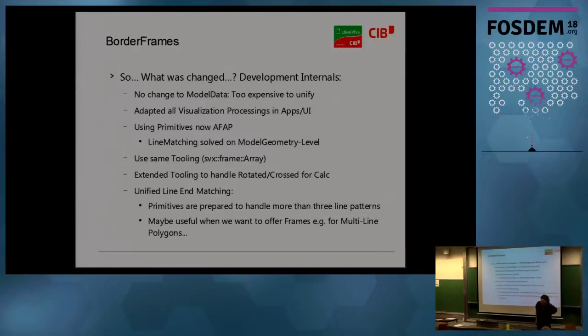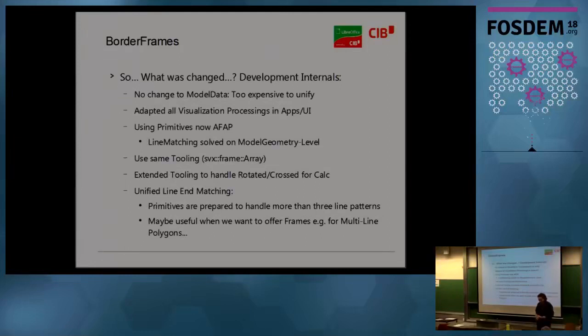So rendering should work. If it doesn't work, it's a question of the VCL shortcut stuff, which should then be fixed. They all use the same tooling now, SVX frame array, with extended tooling to handle rotated crossed for calc. I didn't show this now, but calc has this extra feature where you can cross out fields, and if you cross out and use a double line, it even gets matched to the surrounding lines. So you are not limited to 90-degree matching, stuff like that.